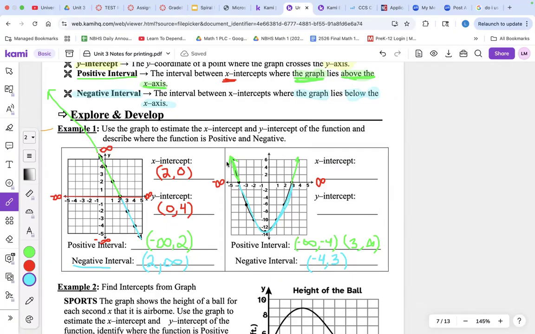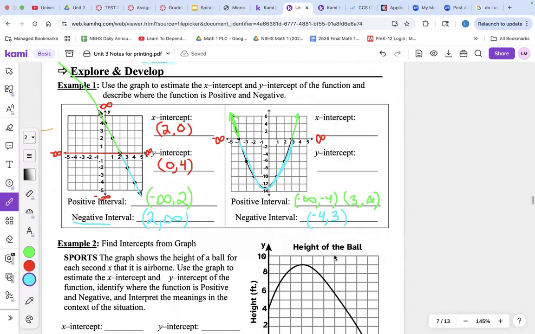All right, so we know this goes to negative infinity, and we put the lowest first. So negative infinity to -4. And the positive is also 3 to positive infinity. So our negative interval is here, everything below is from -4 all the way to 3.